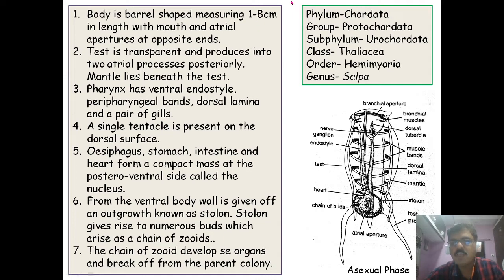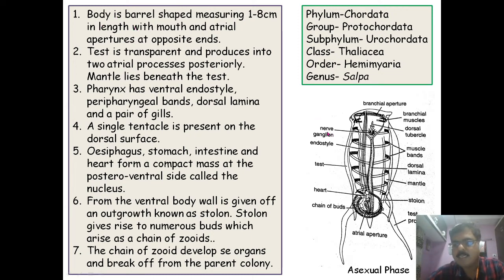The classification of this Salpa is phylum Chordata, group Protochordata, subphylum Urochordata, class Thaliacea, order Hemimyria and genus Salpa. And this is the asexual phase of the Salpa. This diagram of the asexual phase of the Salpa and the classification you have to write down on the blank page or drawing page, and these characters you have to write down on the lining page or the writing page. What are the characteristics of the Salpa?